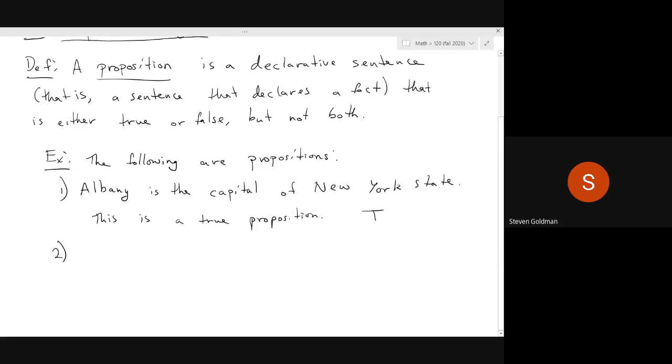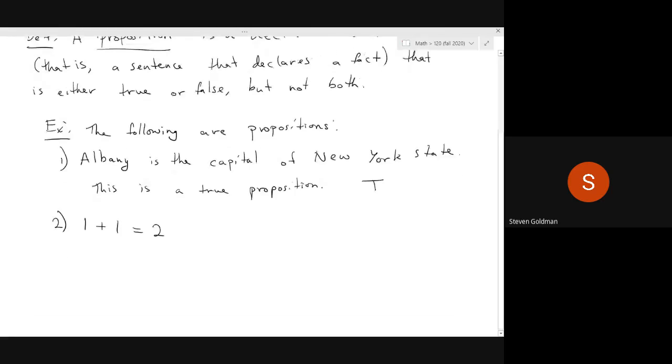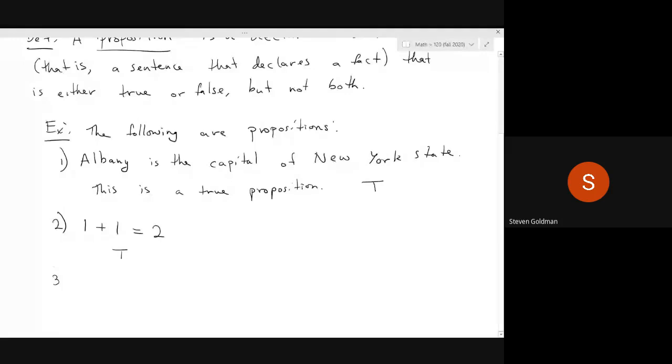Okay. All right, that's an English sentence. I could also give you a mathematical statement that's a proposition. For example, 1 plus 1 equals 2. This here is a statement. It's a math statement. Okay, that's also a proposition. It's saying 1 plus 1 is 2, and that's also true. Okay, that's a true proposition.